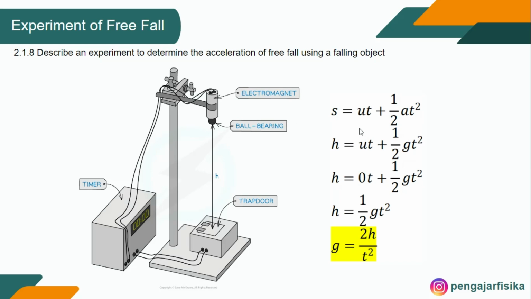Because here the initial velocity is 0, so u times t will also be 0. And then we got this, and then we modify this equation to find the g. g will be equal to 2h over t squared. So the h here, before we start the timer, we can measure what the height is, and the time is from the timer, and then when we calculate we will get the g. Of course, to make the g more precise, we can do this experiment more than once, let's say 10 times, so we can get the average, so the result will be more precise.